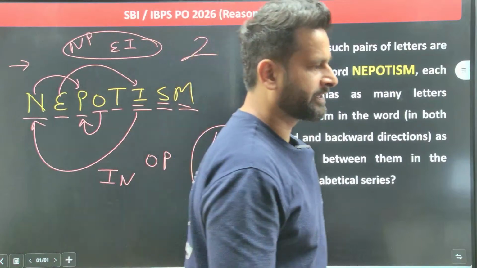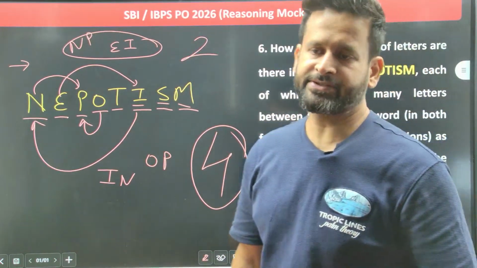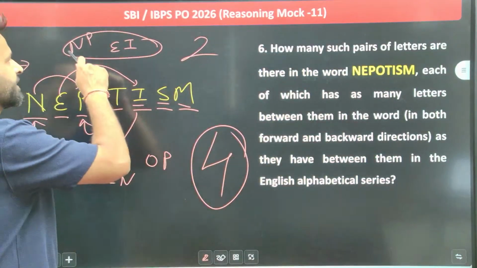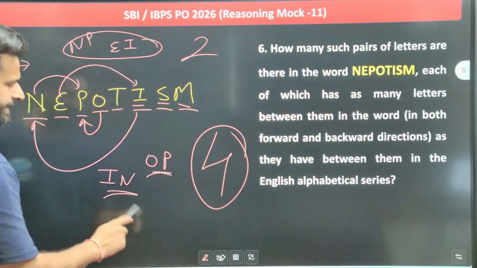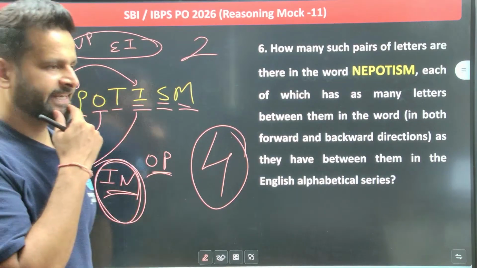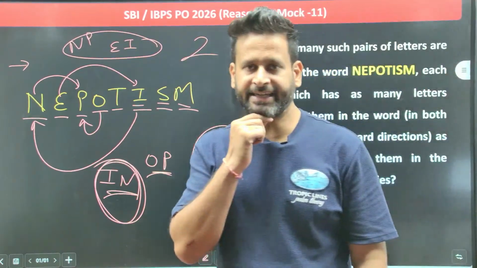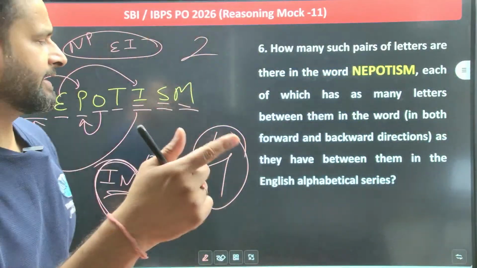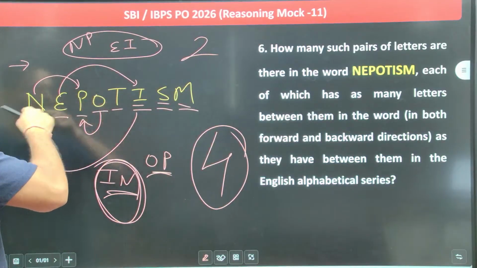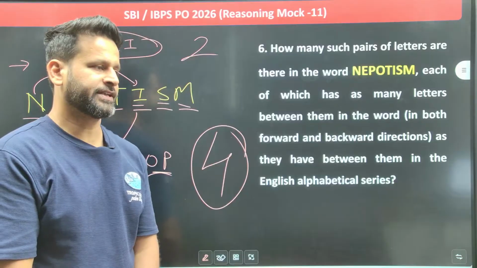I think you have missed one pair. Which pair have you missed, Devyanshi? Two pairs in forward: N O P and E I. Two pairs in backward: O P and I N. I think I N you have missed. O P you have taken. I N, I say J K L M N. Chances are high that you have missed I N. Can you tell me which pair have you missed?